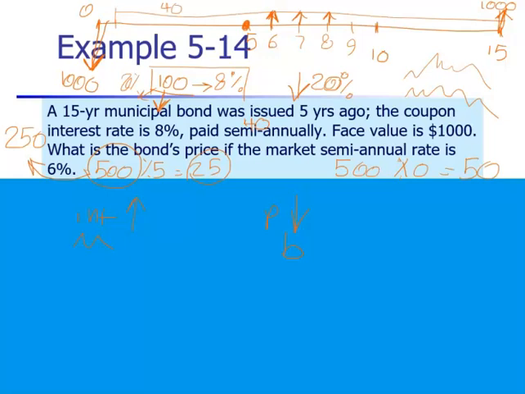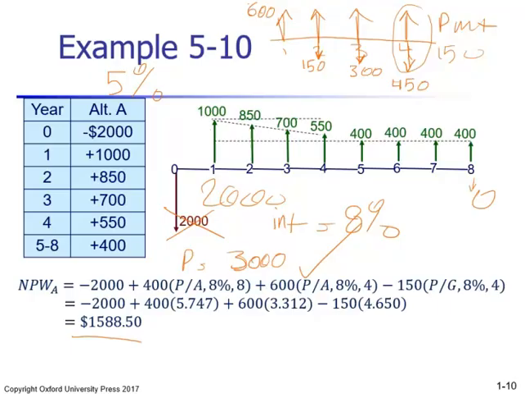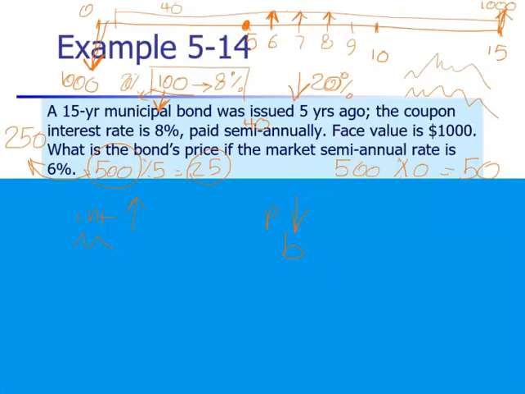So what I want you, because I also gave you the heads up about pricing and I told you it's all about the present value and all those things, I want you to use every skill you learned in this course so far and try to come up with the answer. A 15-year municipal bond was issued 5 years ago.